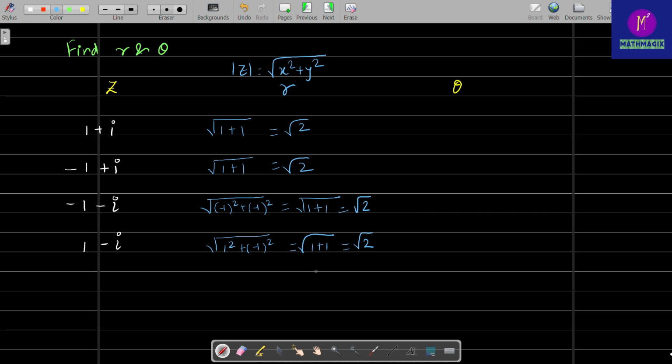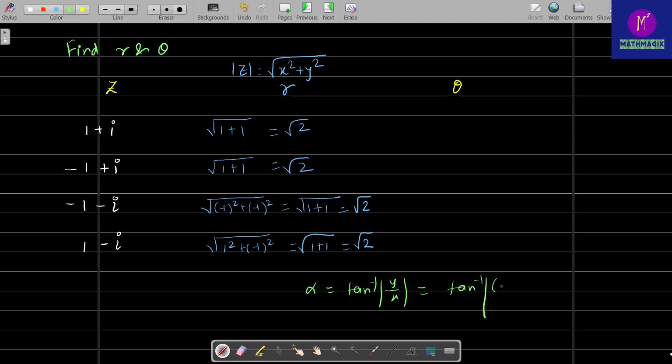Now while finding angle theta, we are not going to use the direct definition. First we will find out alpha. So for z, let us try to find alpha here. In this case, alpha is equal to tan inverse of mod of y by x. So we know that this is tan inverse of modulus of y by x. Modulus of y by x will always give us a positive answer. So either we have plus 1 or minus 1.